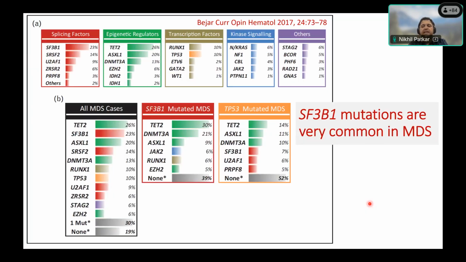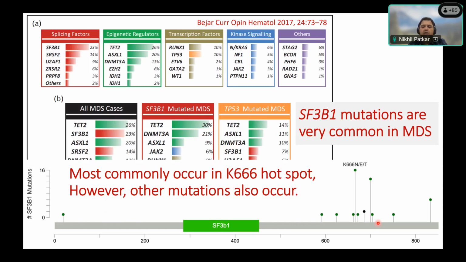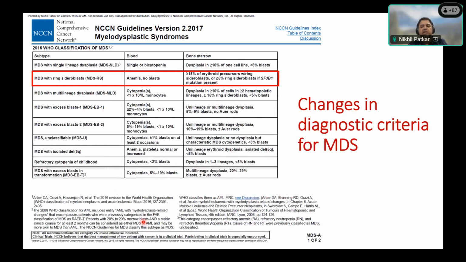And you can see that SF3B1 mutations are very commonly seen in myelodysplastic syndromes. They are the commonest type of mutations in myelodysplastic syndromes. They typically occur at the K666 hotspot, but can be seen in other locations of the SF3B1 gene as well. This has resulted in changes in diagnostic criteria for MDS.